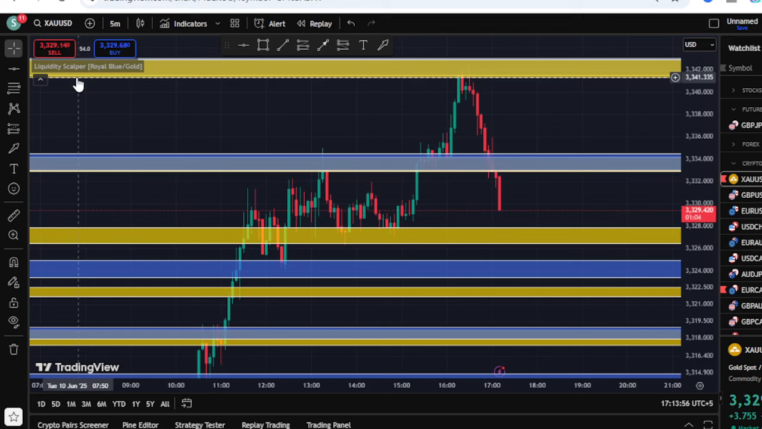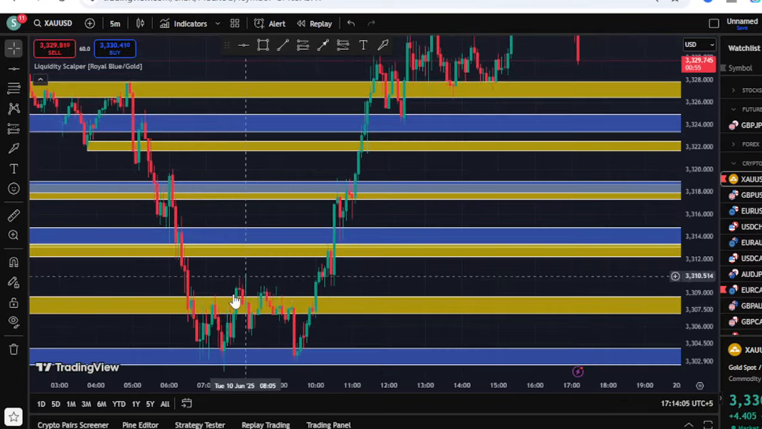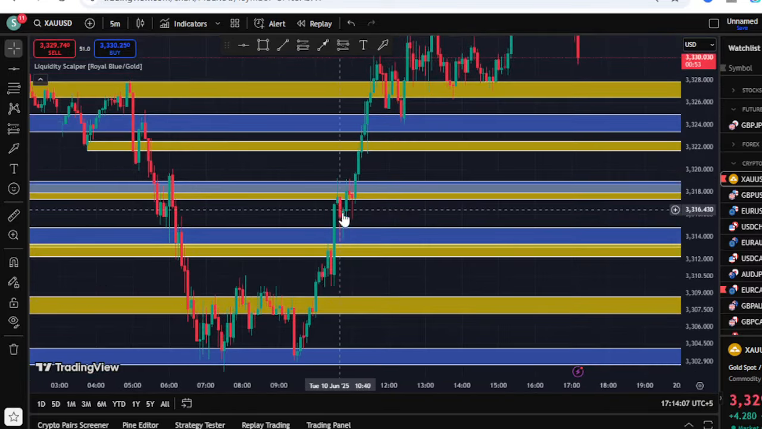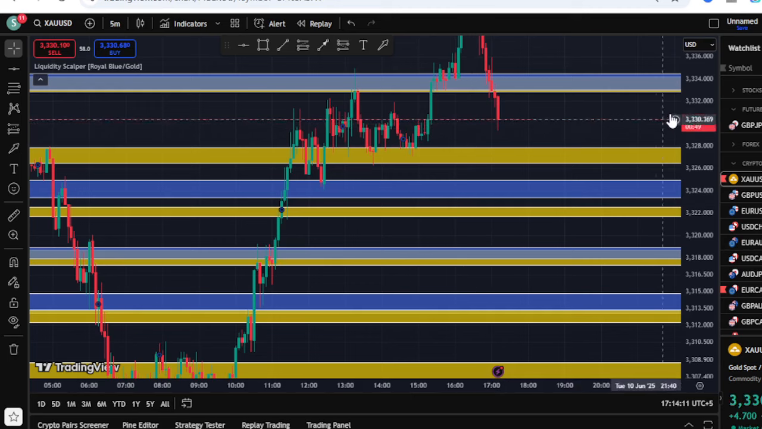Okay, now this indicator is measuring a lot of concepts, and it consists of levels. As we all know, the market moves in the form of stairs, and this indicator will guide you stair to stair, and you will see amazing results with it.